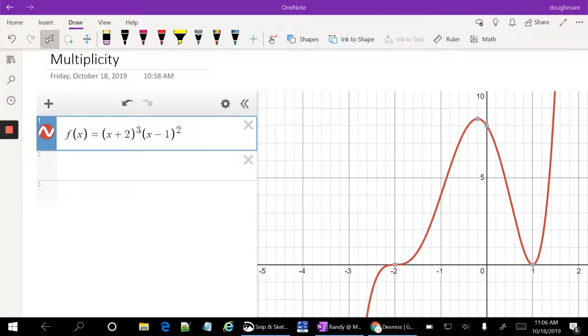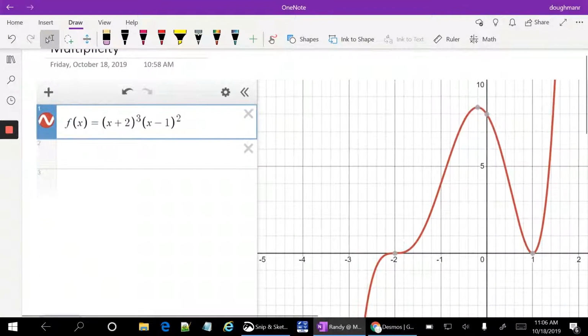We're going to take a look at multiplicity. So we look at a function that is already in factored form, and we know a couple things. The first thing I can see here, even without multiplying it out, is that I've got a cube and a square. You're welcome to multiply that out, but I know that when I multiply x plus 2 times x plus 2 times x plus 2, I'm going to get a polynomial of degree 3. And x minus 1 times x minus 1 gives a polynomial of degree 2. And then when I multiply those together, I'm going to get a polynomial of degree 5.